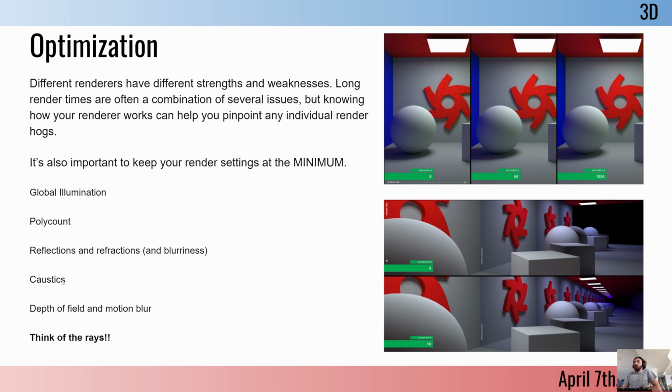They'll also have things like caustics and motion blur turned off by default. And if you're going to want those effects, you have to go in and check them on.